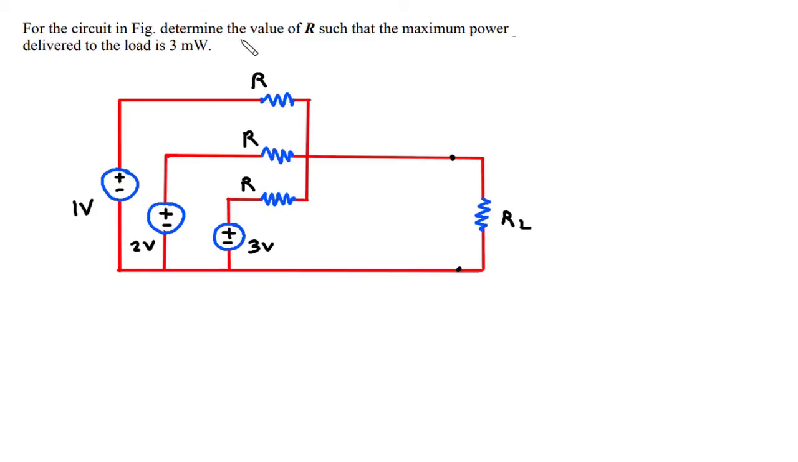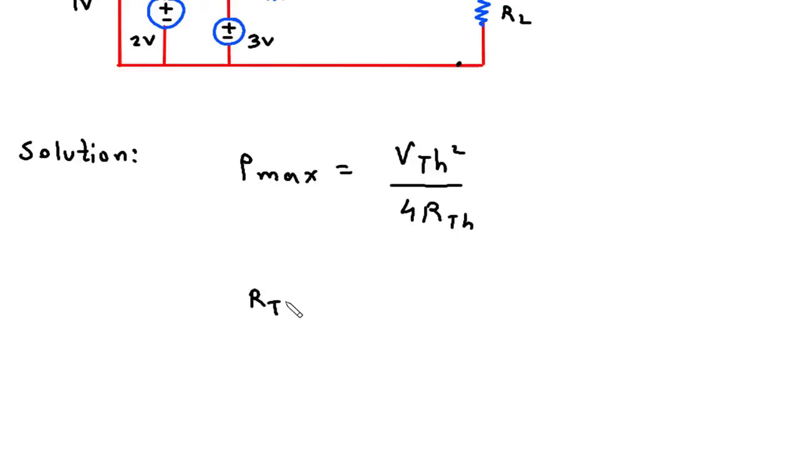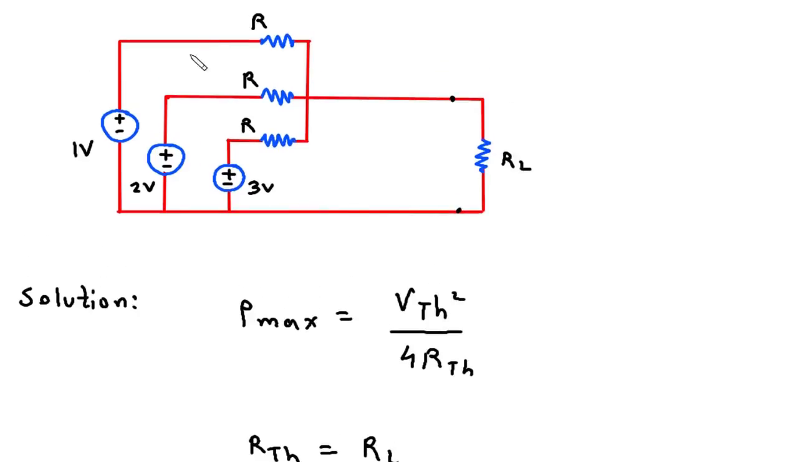For the circuit in figure, determine the value of R such that the maximum power delivered to the load is 3 milliwatt. Solution. We have to find the value of R. So we know that P max is equal to VTH square by 4 RTH. Now for maximum power transfer, RTH is equal to RL. So we have to find the value of RTH.